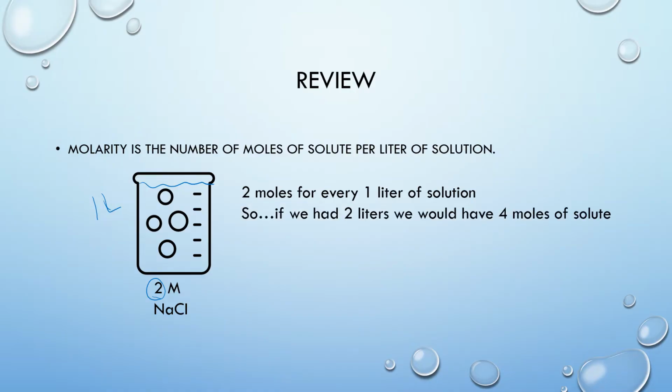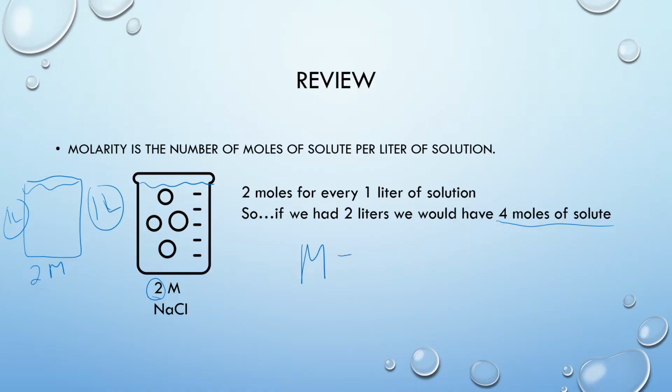So if we had 2 liters, then we would have 4 moles of solute. If I had another beaker that was 1 liter and it was a 2 molar solution, I would have a total of 2 liters, and I would have a 2 molar solution. I would have 2 moles in each, so a total of 4 moles of sodium chloride dissolved in that. So it is a ratio of moles per liter.